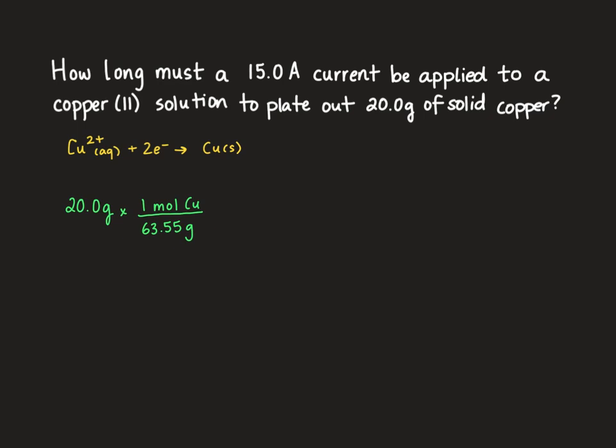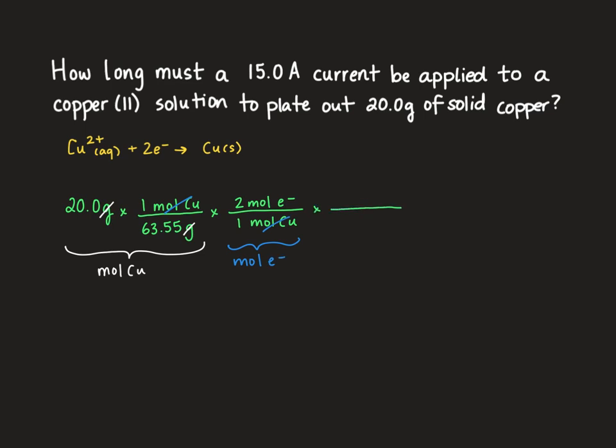So here we have solved for moles of copper, and these grams cancel. Next up, we're going to turn moles of copper into moles of electrons. That allows us to access that charge component, which will get us to time. So we know that for 1 mole of copper that we produce, we're going to use 2 moles of electrons. That's going to cancel our moles of copper, and we now have moles of electrons in our stoichiometric problem.